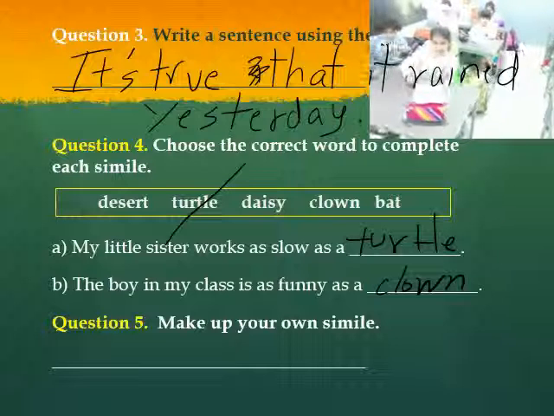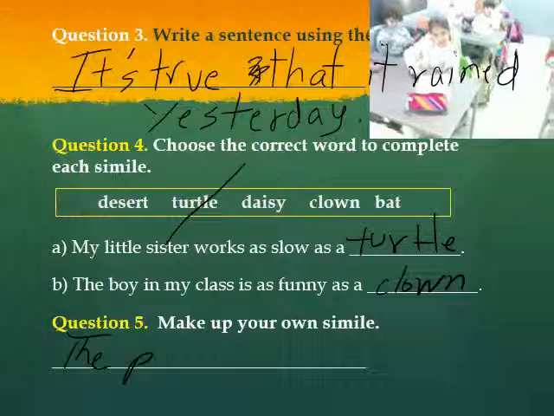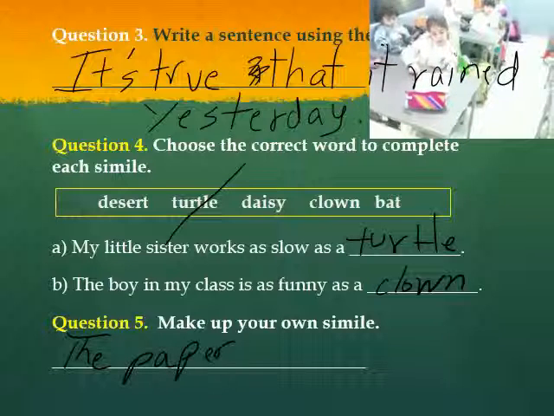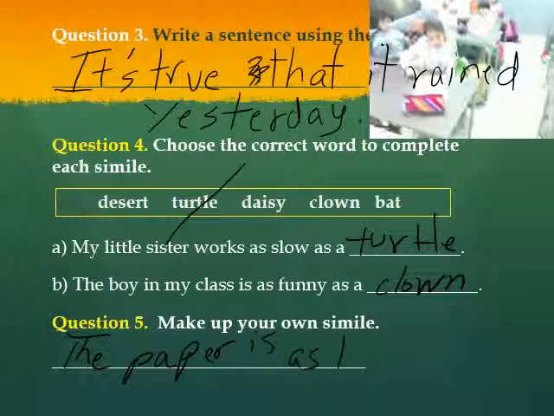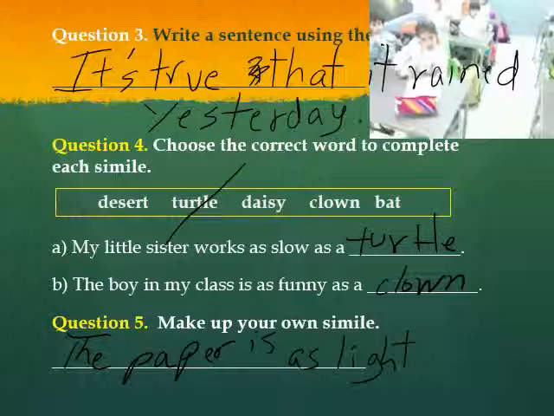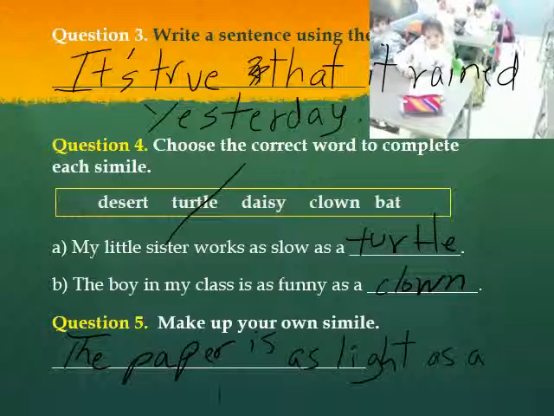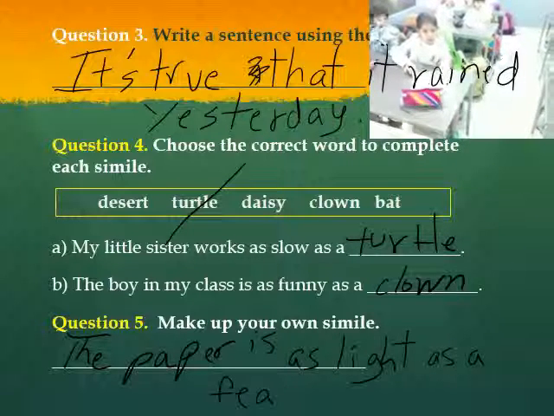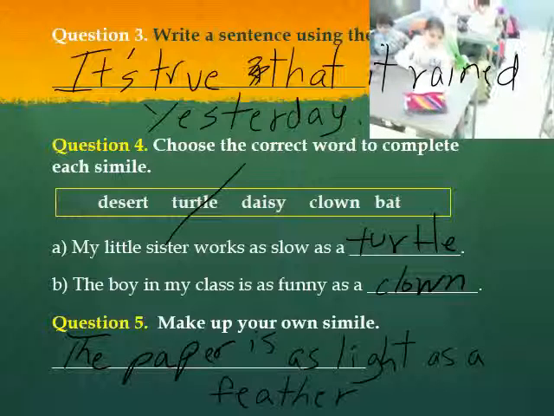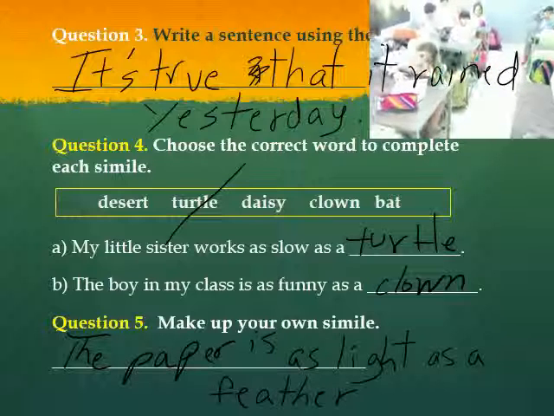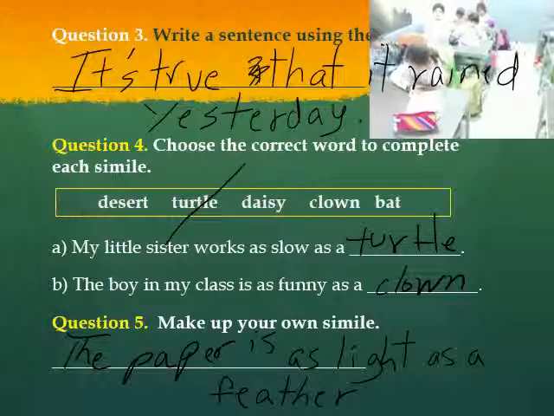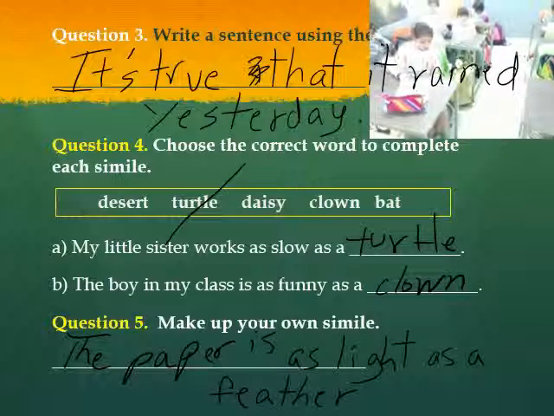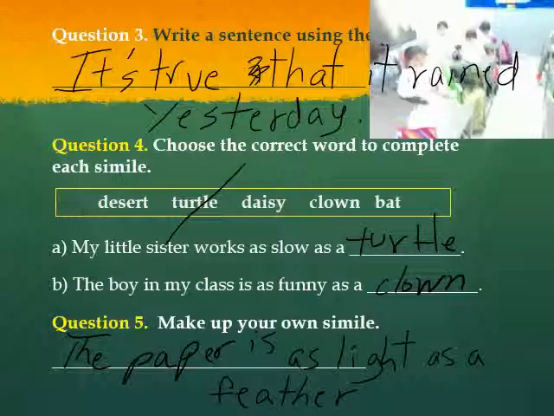The paper is as light as a feather. We compare, they are, yes. What are we comparing here? Paper and feather. And they are both what? Light. Okay, so we're comparing the paper and the feather, that they are both light. Okay, very good.